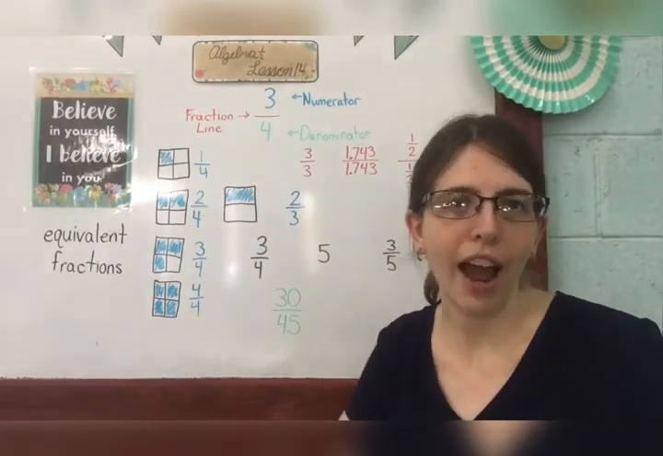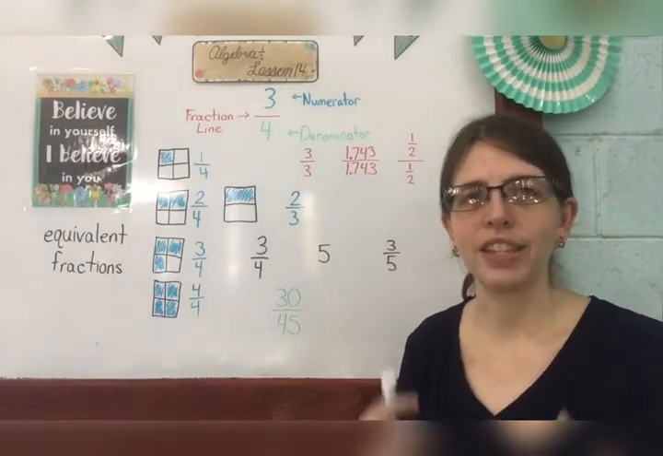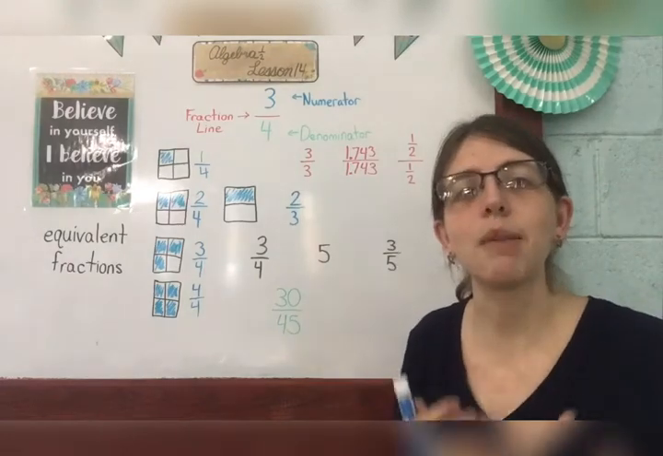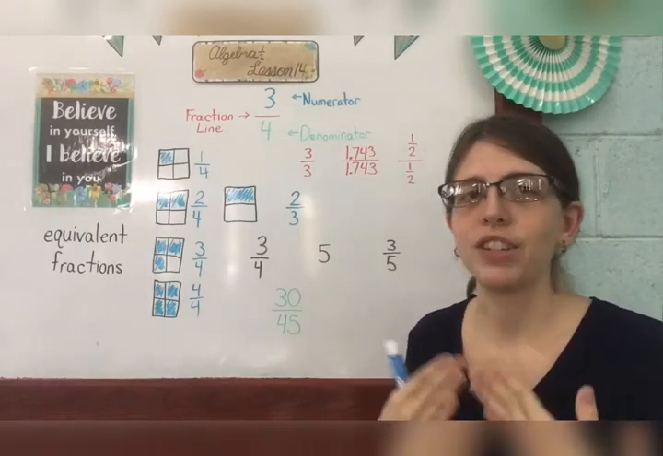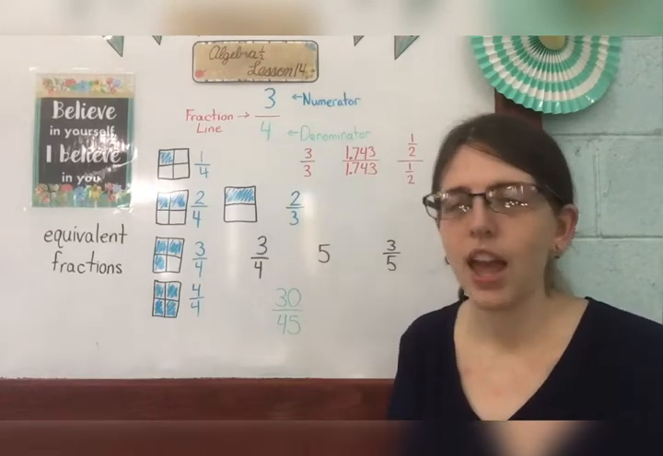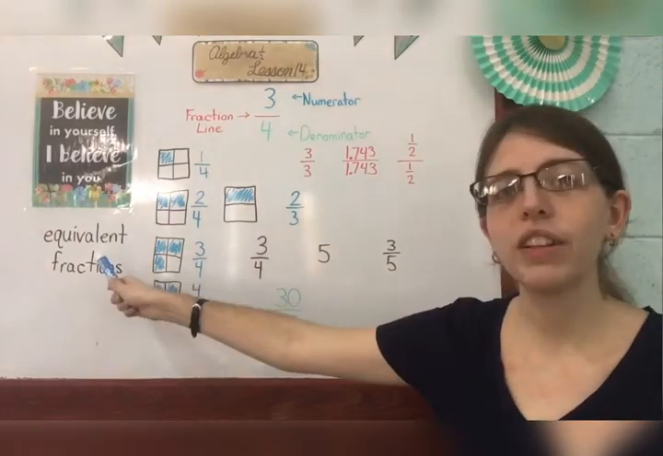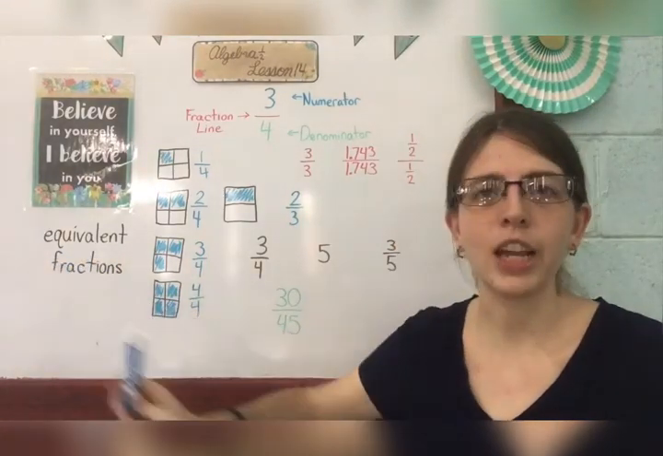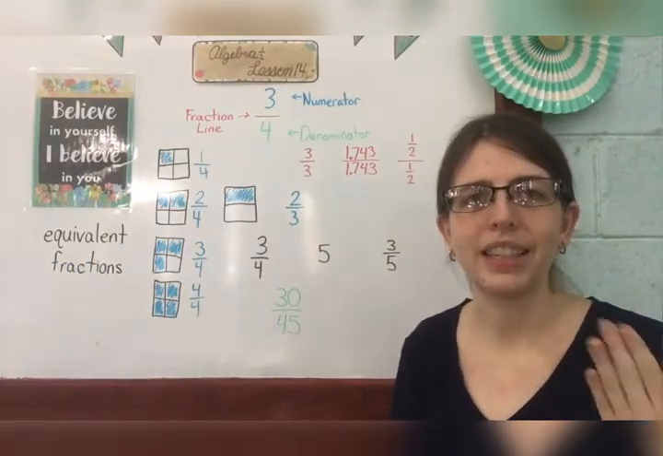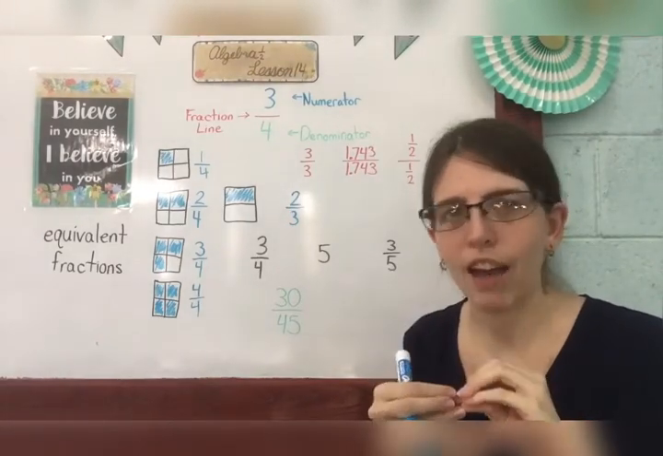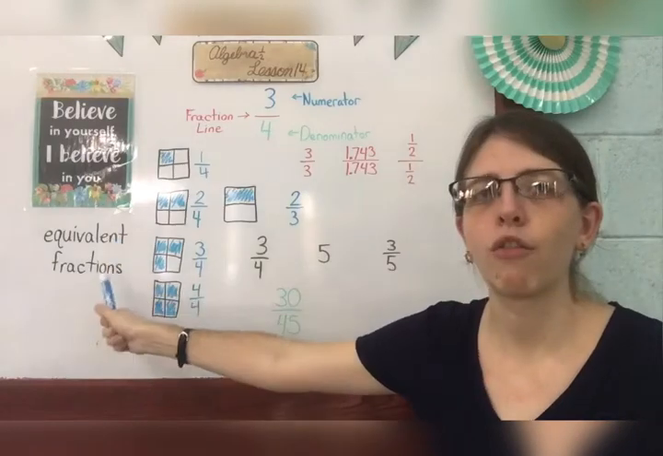Now there are some fractions that have the same number of parts, the same size, the same value, but they have different names because they're shown with different numbers. These are called equivalent fractions. See that word equal there? In equivalent, that means that the fractions really are the same. They have the same value if they are equivalent fractions.